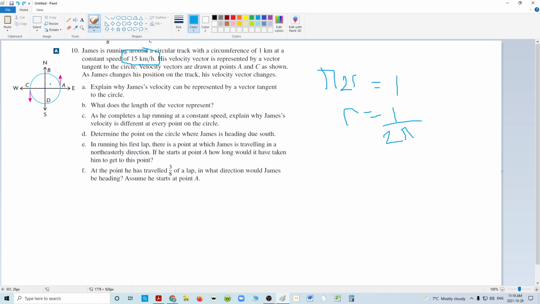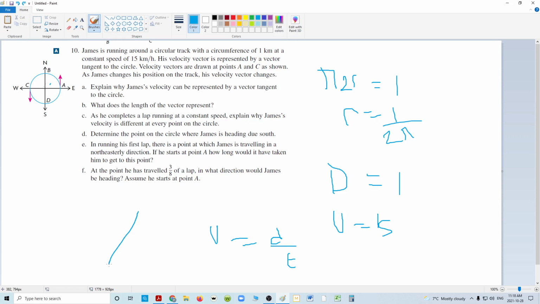He's going 15 kilometers an hour around that. How long would it take him to go around? Well, the distance is equal to 1 kilometer. His velocity is equal to 15. We know that velocity is equal to distance over time, and we want to figure out time.